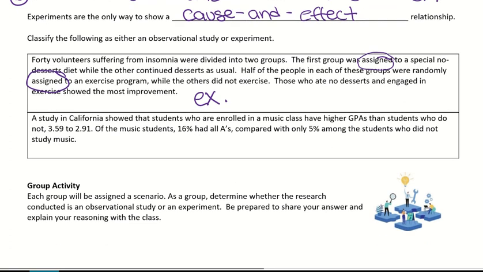Here, a study in California showed students enrolled in music class have higher GPAs than students who do not. So, in this case, we are just observing data about students who are enrolled or not enrolled in music classes. There's not been any assignments made, any treatments imposed. It's just observing what's already happening. So this is just an observation.